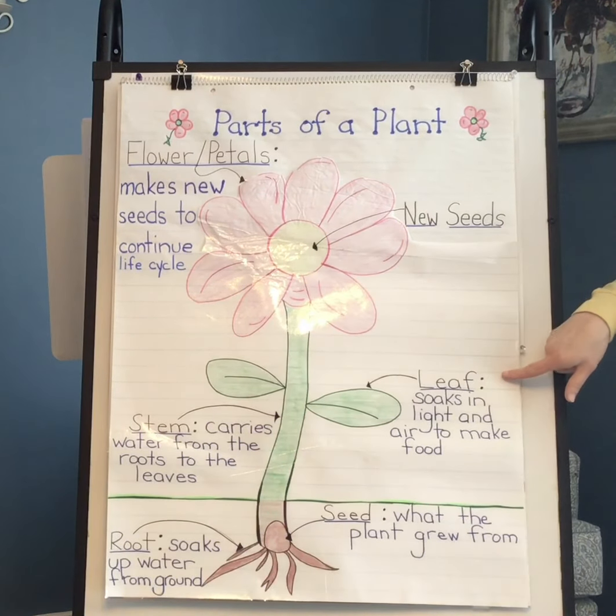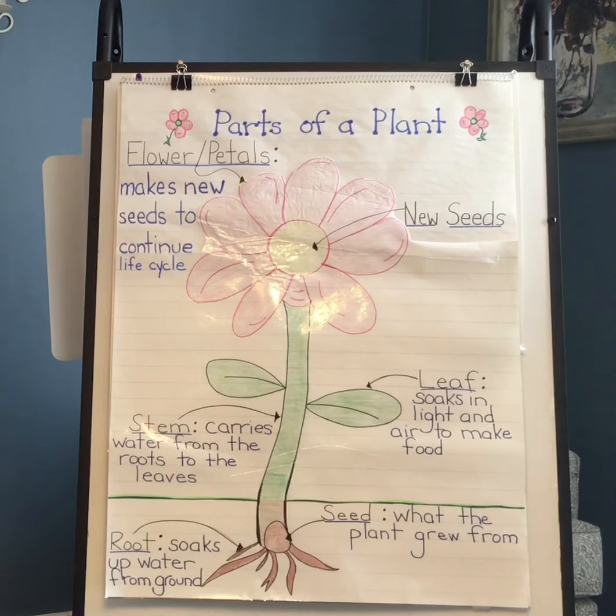We also have a leaf on a plant. Leaf, or more than one leaf, we have leaves on our plant. And a leaf's job is to soak in the light from the sun, and the air that's all around us, to make food for the plants.